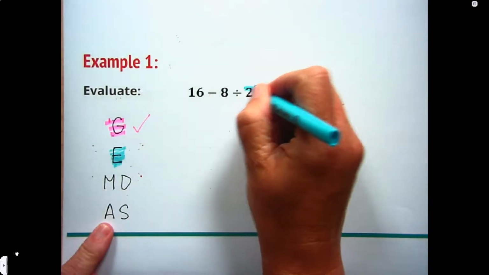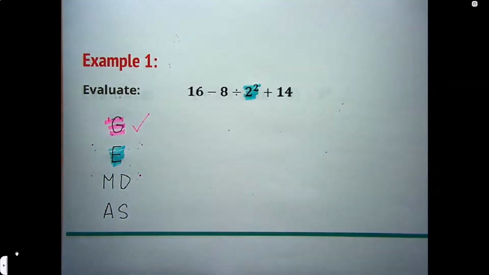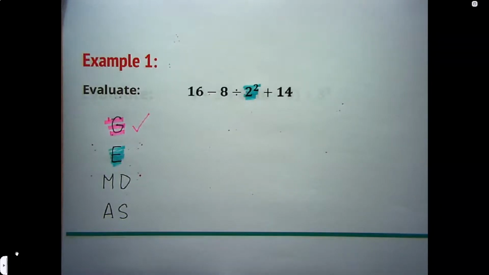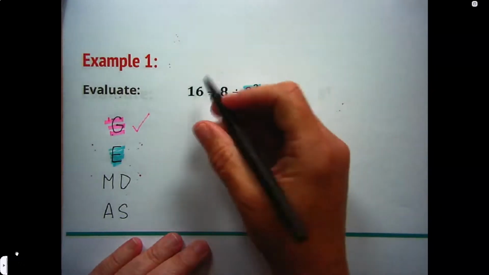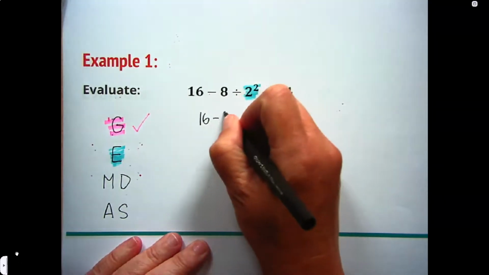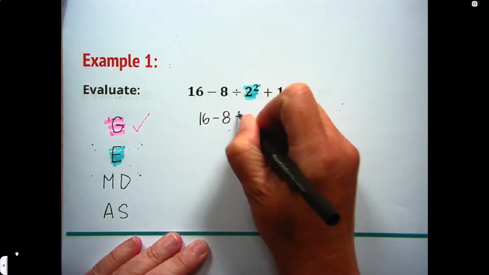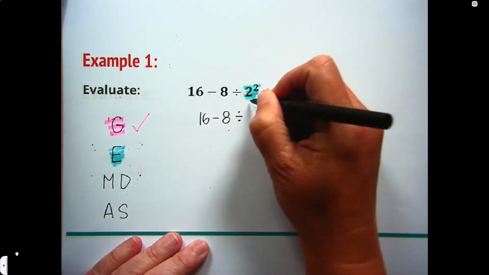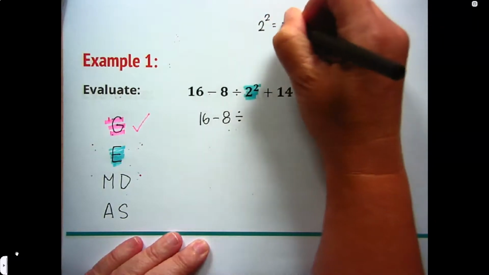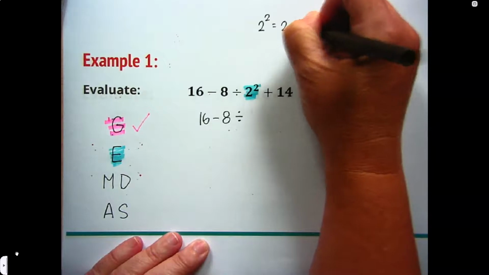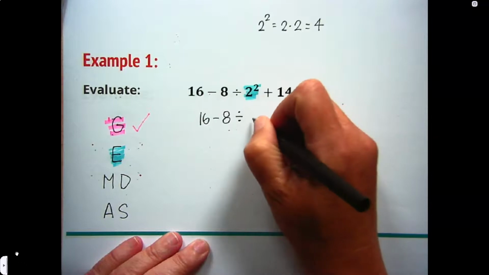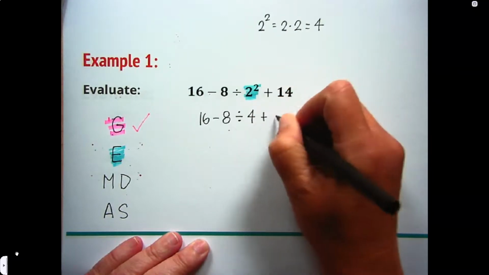When I scan this problem, I see an exponent. So I'm going to take care of this 2 to the second power right now. Working left to right, I have 16 minus 8 divided by, and now I get to my exponent, 2 to the second power. Let me remind you, 2 to the second power means 2 times 2. That's going to be 4. So we're going to replace 2 squared with 4, and then we have our plus 14.